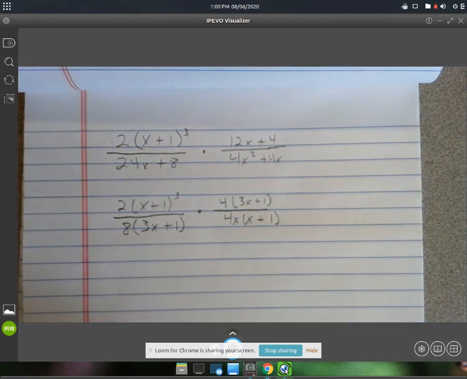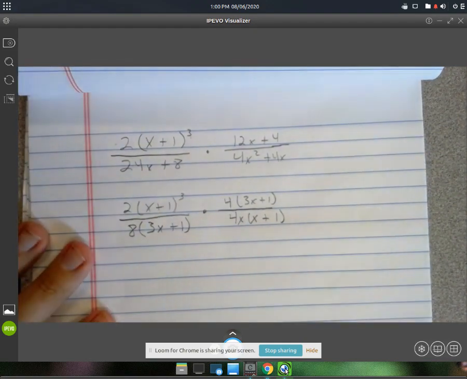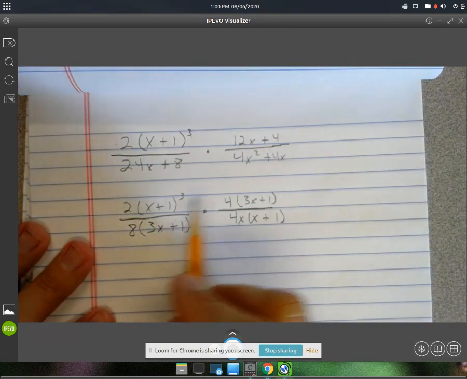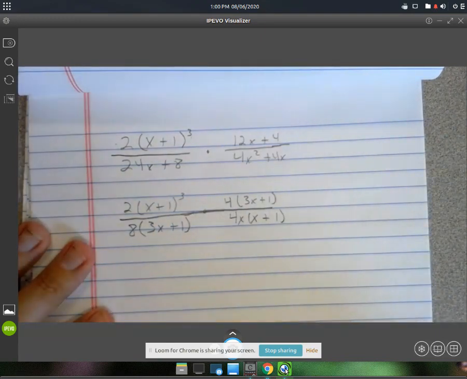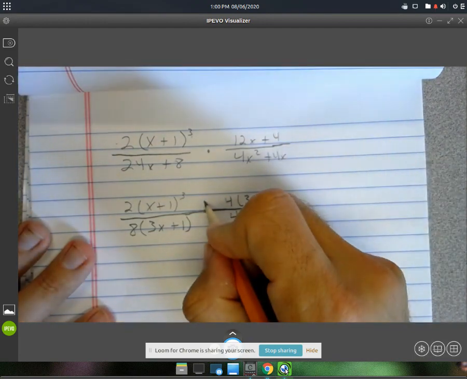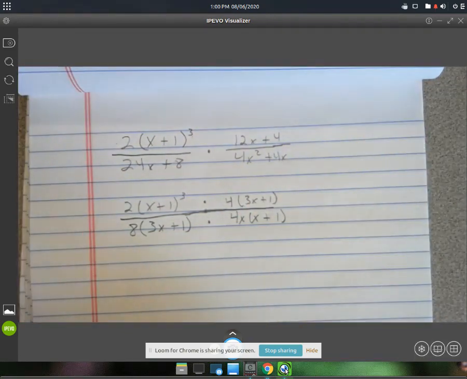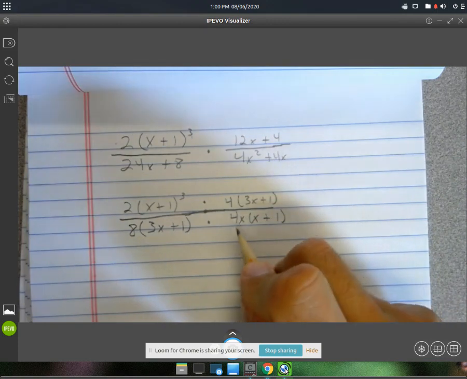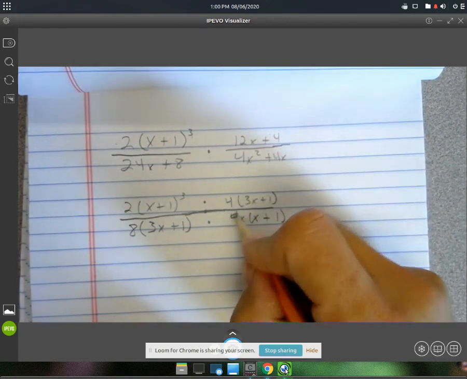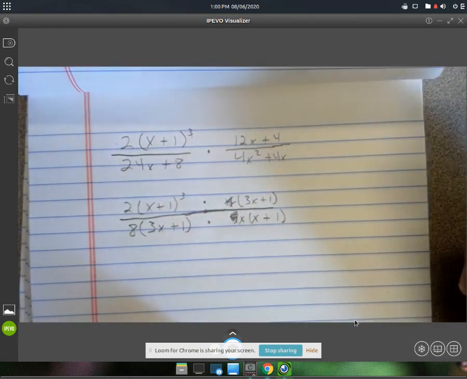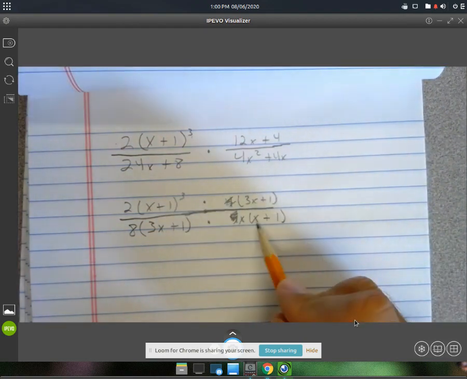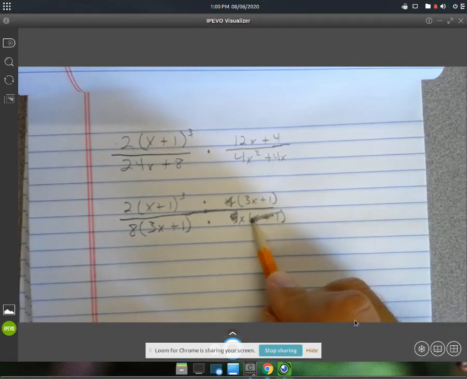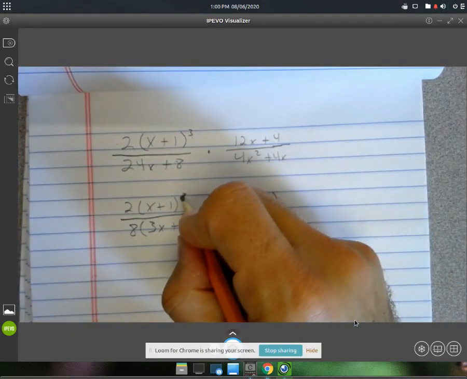All right, so here we've got several things that will cancel. Because it's multiplication, if you want to do this, you can just draw a big division bar and consider all this multiplication if you want to. So this 4 will completely cancel with that 4. This x plus 1 will cancel with one of those x plus 1s. So there's that, and this will become a 2.